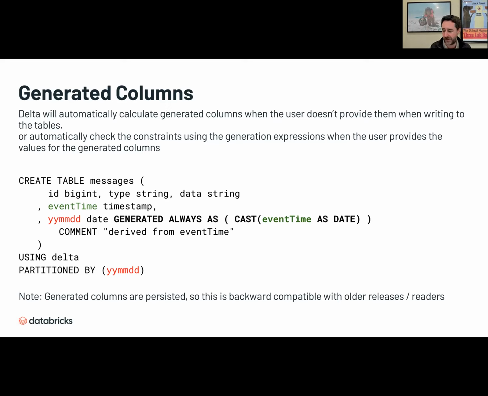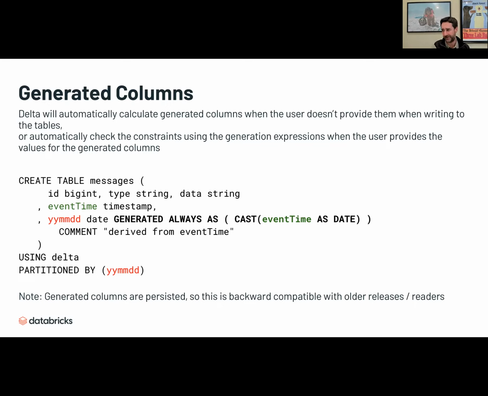But the really cool part of this is that you can generate columns off of other columns. What this case here is showing is that you can take event time and cast it as its own date for every row. You could also give that column a value if you wanted, but if you don't, it would be derived at all times.